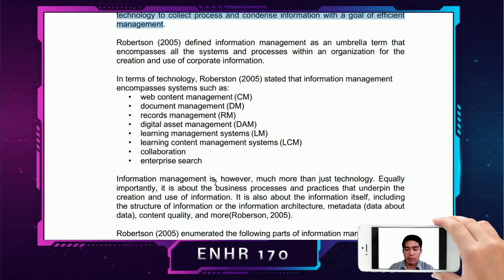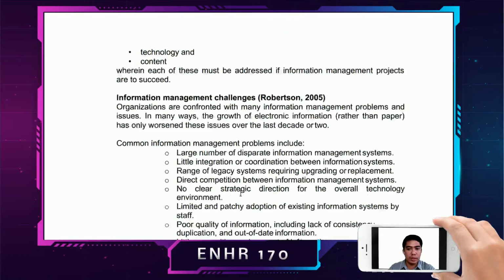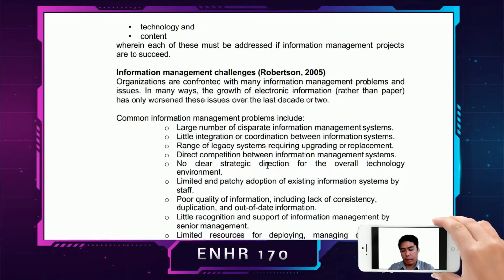So, information management isn't just about technology. Okay? So, hindi lang yung paggamit ng technology yung ibig sabihin ng information management. So it's also about the information itself, including how we structure this information, paano natin i-gather, paano natin siya i-store, paano natin siya i-process. Okay. So Robertson, 2005, enumerated the different parts of information management. This includes people, process, technology, and content. Wherein each of these must be addressed if information management projects are to succeed. Okay.